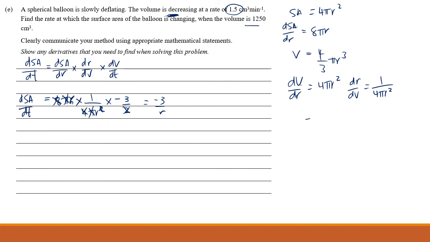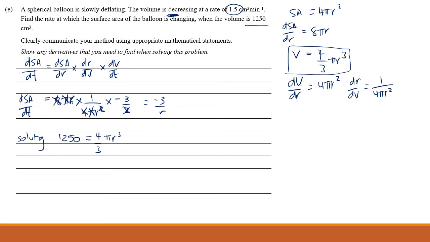So the volume is 1,250 cubic centimeters. So from this volume formula, 1,250 is 4/3 pi r cubed, we can actually solve for the radius. So let's solve for the radius. Sorry, I just paused it to do the calculations. And the calculation is getting away from me.